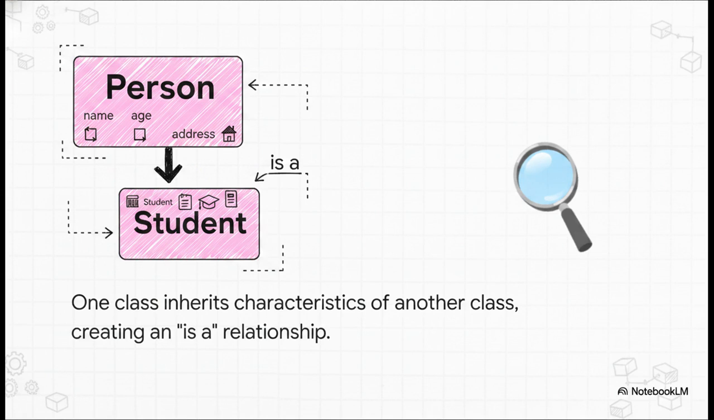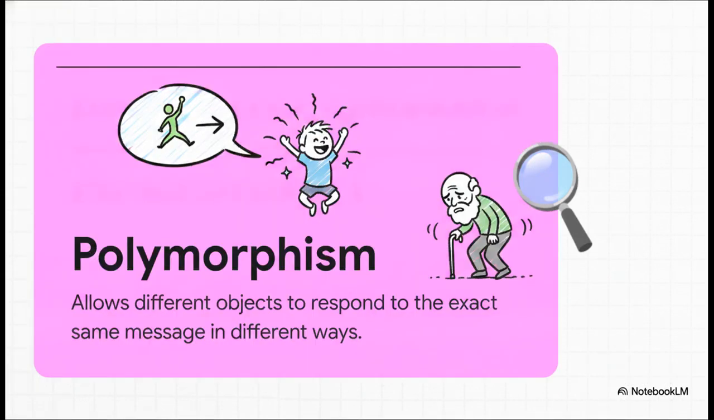unique, specialized traits. And driving all of this is polymorphism. That literally means having many forms. It allows different objects to respond to the exact same message in completely different ways, specific to their type. Here's a fun way to picture it. If you send the jump message to a young child object, you're going to get a very different, energetic response than if you send that exact same jump message to an old man object. The message itself is exactly the same, but the resulting behavior totally changes based on the specific object receiving it.